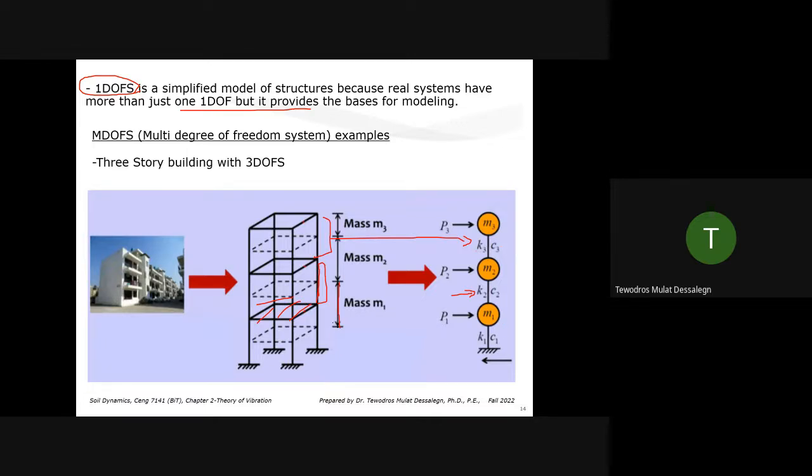In reality, when you model a complex building in a finite element model, for example, in SAP or in ETABS, it's thousands of degrees of freedom you are modeling. But we're approaching it from a single degree of freedom system, then a 2 degree of freedom system, then you'll understand how everything is getting complex.